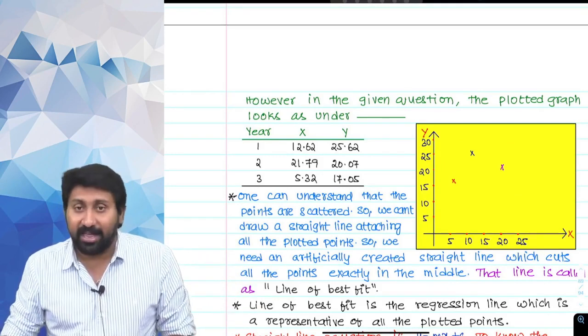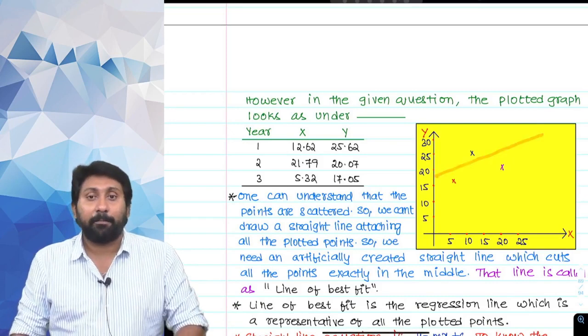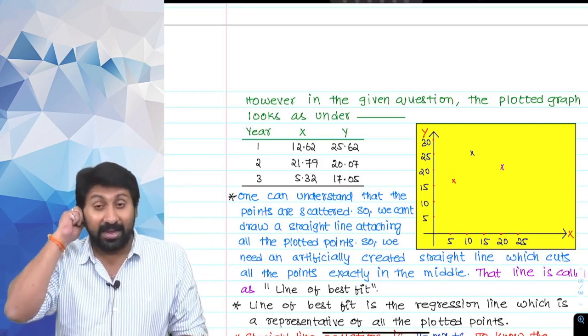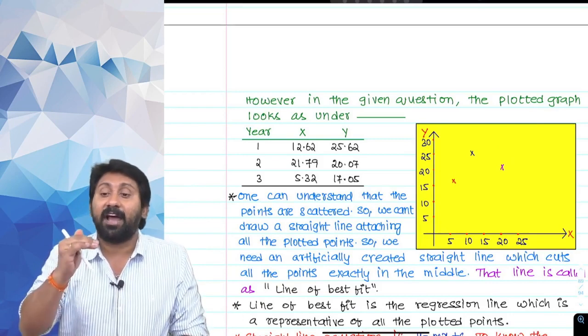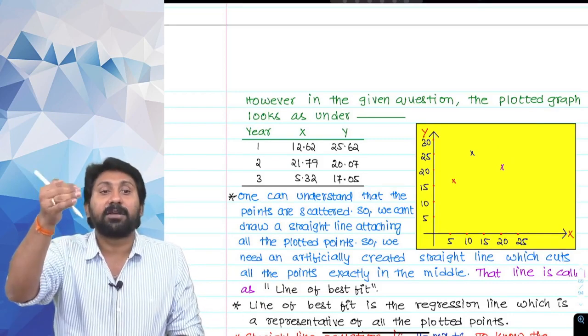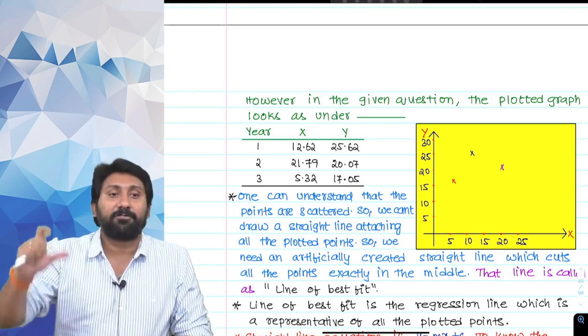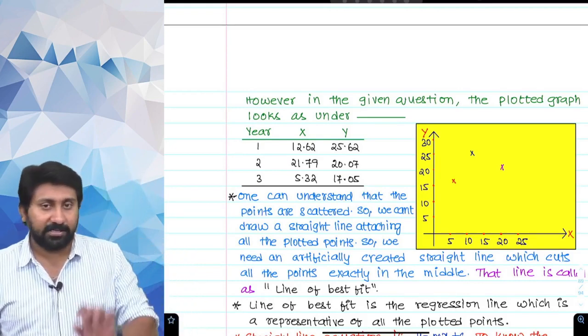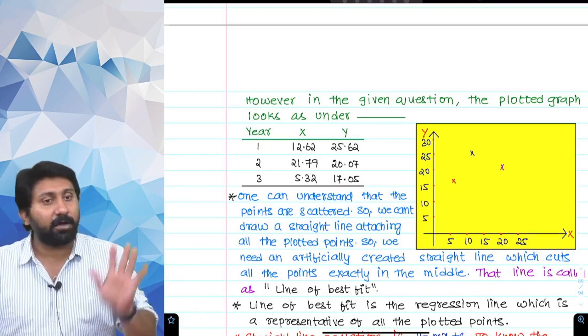If I draw a line which will cut the points exactly in the middle, then that particular line will have some points above it and some points below it. Both will set off with each other. How that set off will happen, we will see now in this particular case. Up to here, everyone understood? That's the beauty of the Sharpe model.